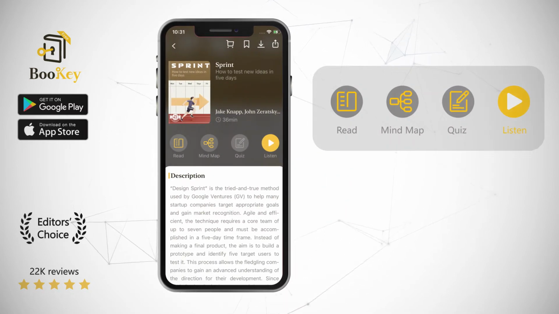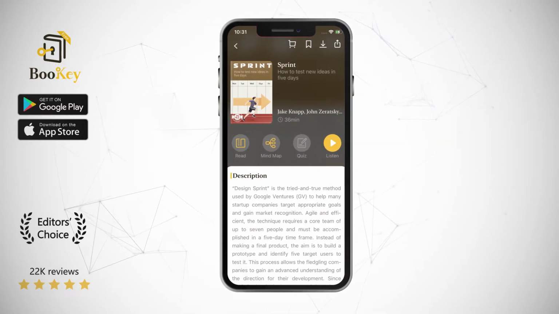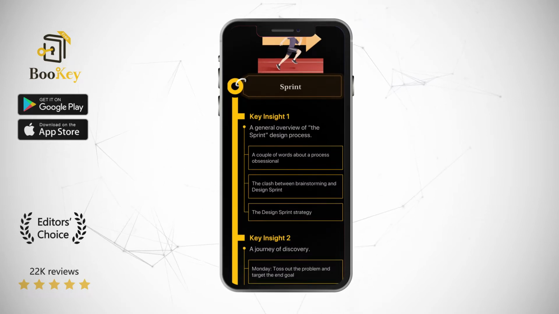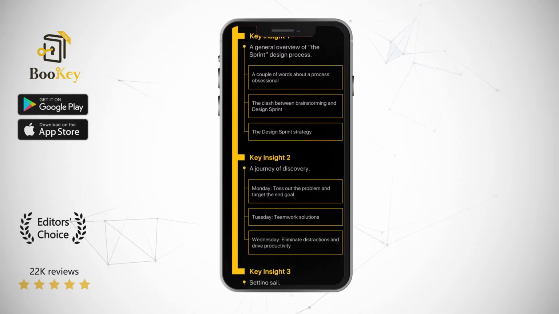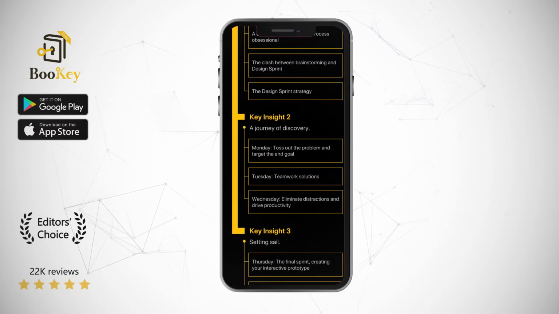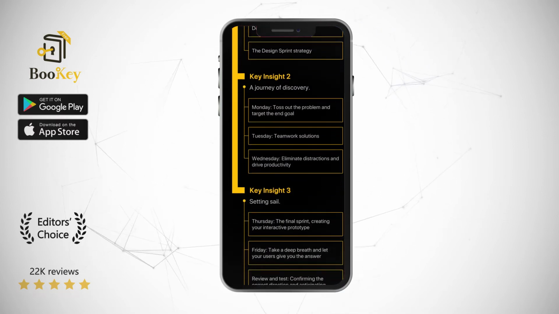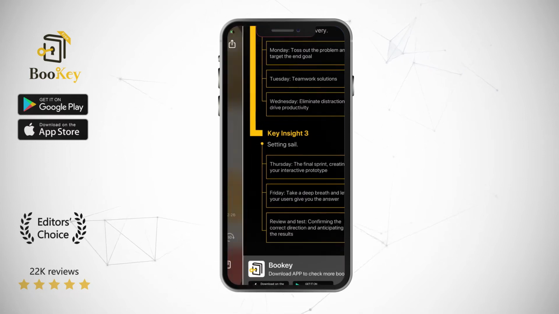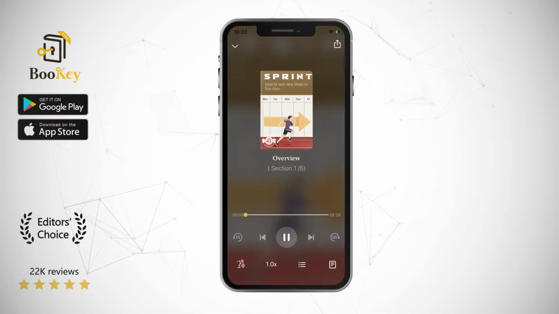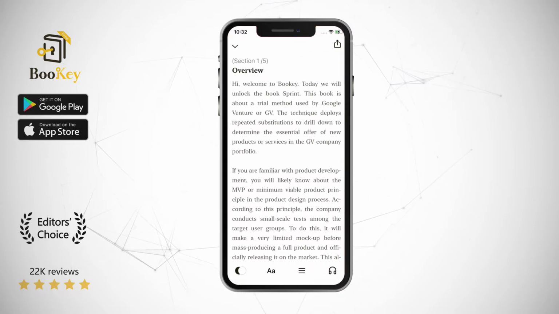This book is about a trial method used by Google Venture, or GV. The technique deploys repeated substitutions to drill down to determine the essential offer of new products or services in the GV company portfolio. If you are familiar with product development, you will likely know about the MVP, or minimum viable product principle, in the product design process.